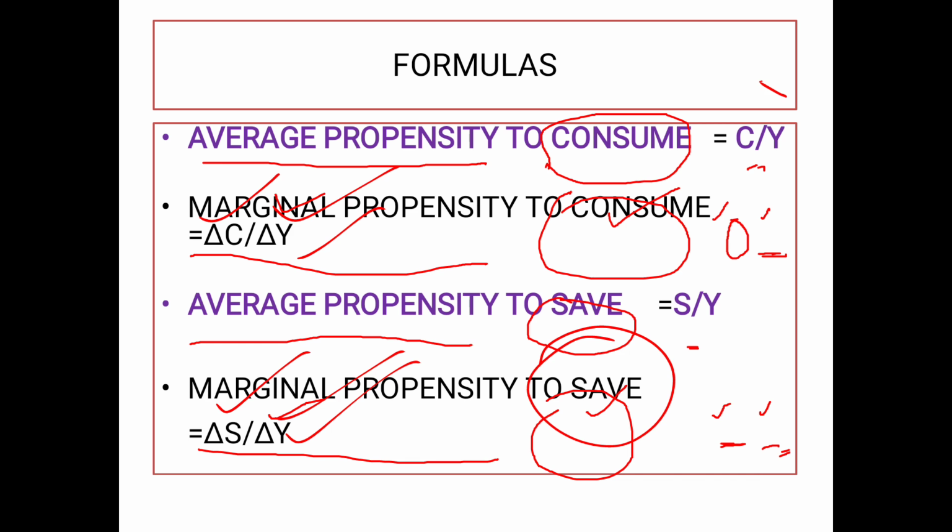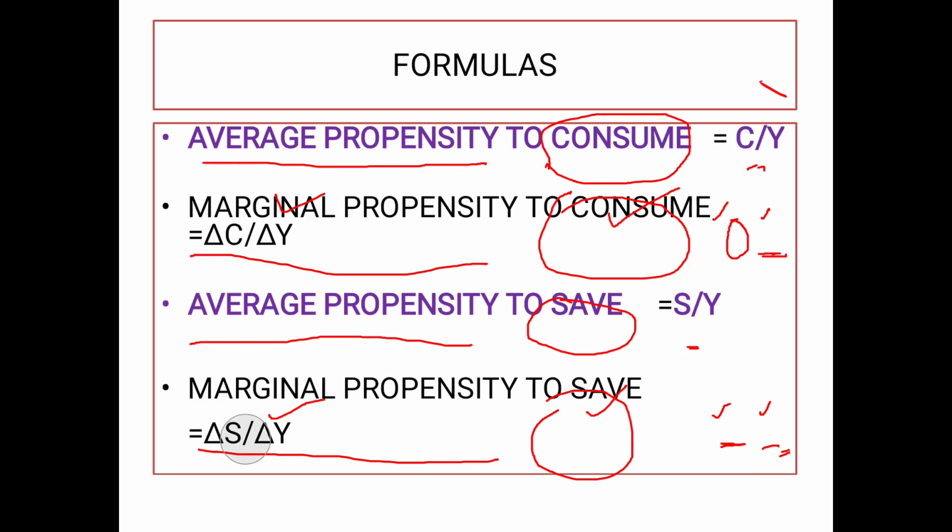So when you see marginal, always remember to put the change triangle symbol, which represents change in economics. Okay, and look at the last word. It is given as consume. So always you have to divide it by change in Y as such. I hope you would have understood.